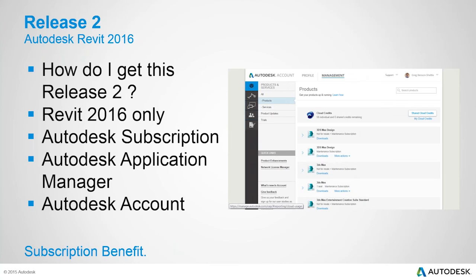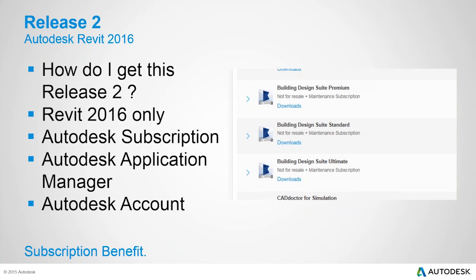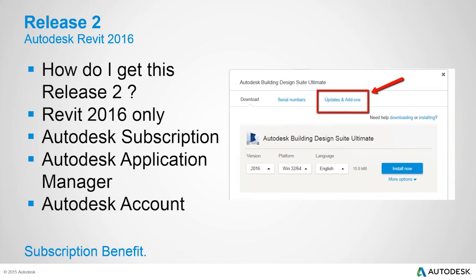Now when you do this, a list of products should populate down the page. Then you need to scroll down to find your Revit 2016 product or suite. For example, Building Design Suite Ultimate in this example. Now once on your product, you can then select Product, Update and Add-ons. You should find this available along this list when you're actually in your product inside of the Autodesk account.